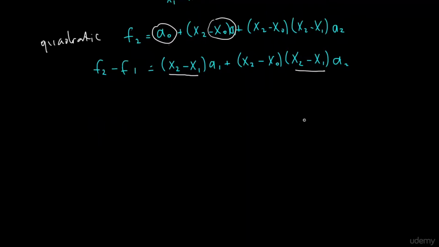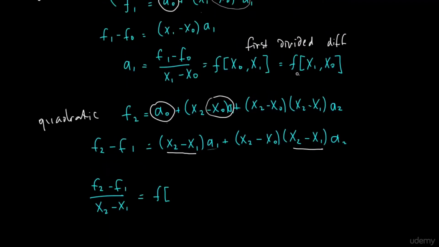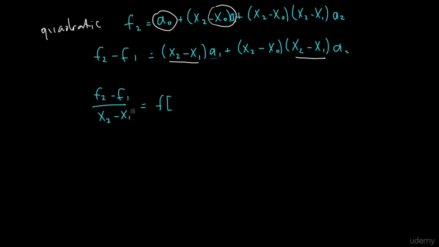So we may as well divide by them effectively. So we have f2 minus f1 divided by x2 minus x1, and that's being defined as the following. So it's the divided difference. Now, the divided difference, where does it come from? Well, it comes from a1, because remember, a1 is the first divided difference. That's what we came up with as our notation.